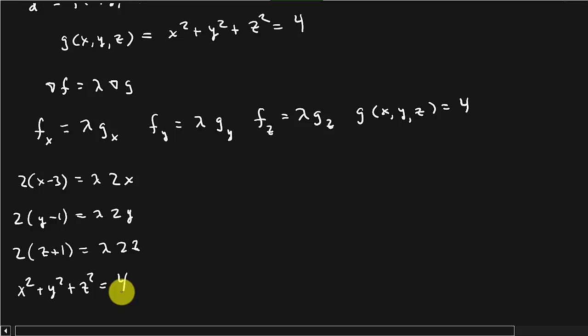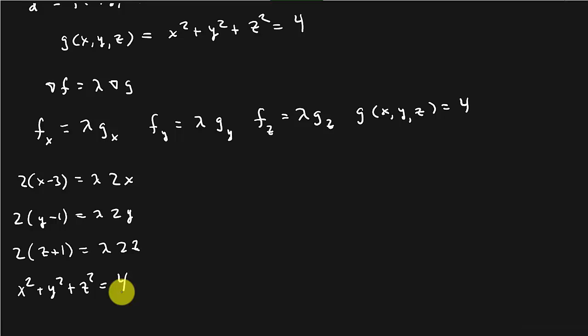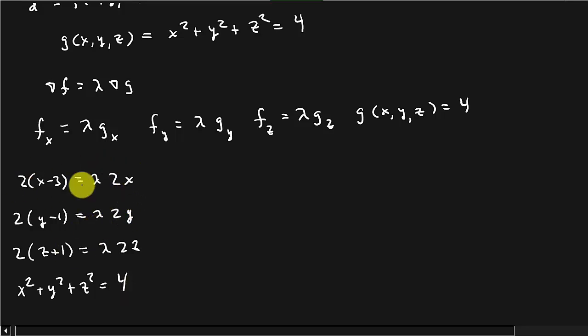All right. So now let's take each of these. Let's solve this for x, solve this for y, and solve this for z. So what I'm going to do real quick is go through and solve this one for x and show you how to do that. You should be able to do it. 2 times x minus 3 equals lambda times 2x. I'm just going to go through all the steps, show you solving it for x, and then the other ones will be similar, and I'll just write those down.